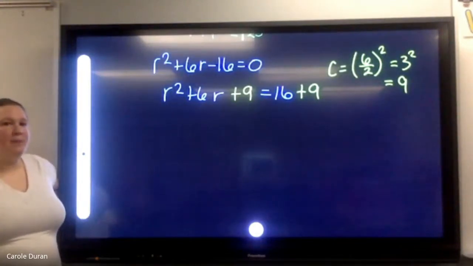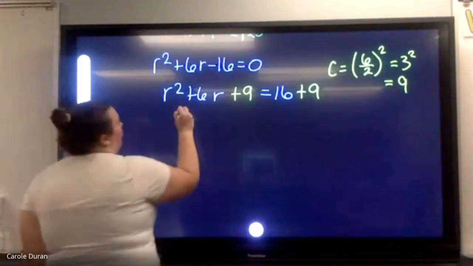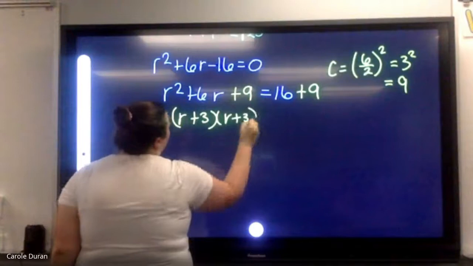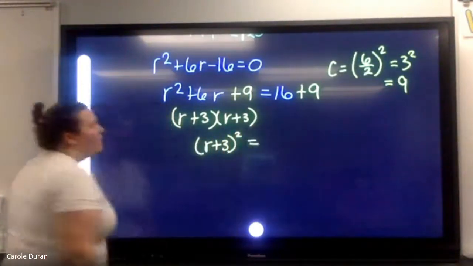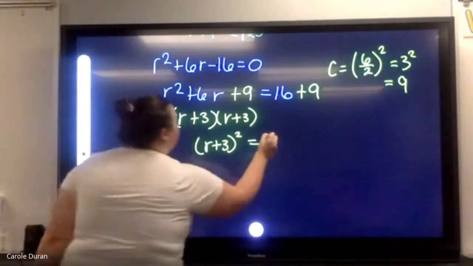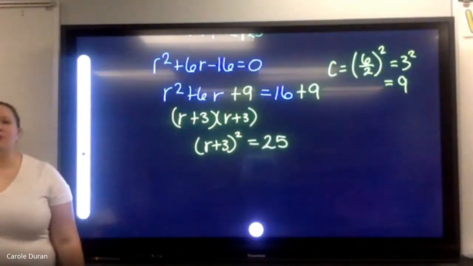The left side is a perfect square trinomial, so I know it's going to factor into the same number twice. So what multiplies together to get 9 and adds to get 6? 3 and 3, right? So this is going to factor into r plus 3 times r plus 3, which I can rewrite as r plus 3 squared. My right-hand side, I put together the 16 and the 9 to get 25. And then I solve it out.